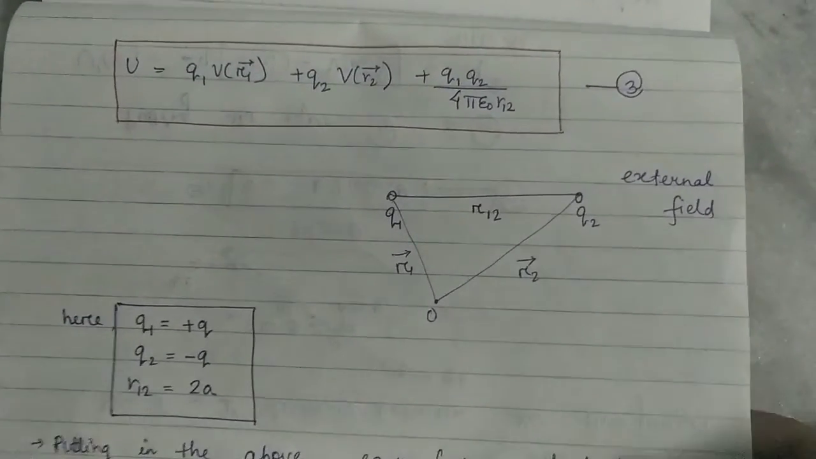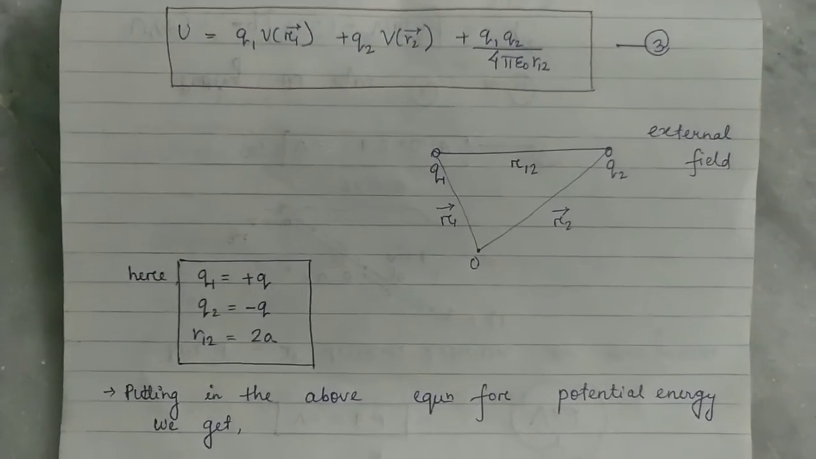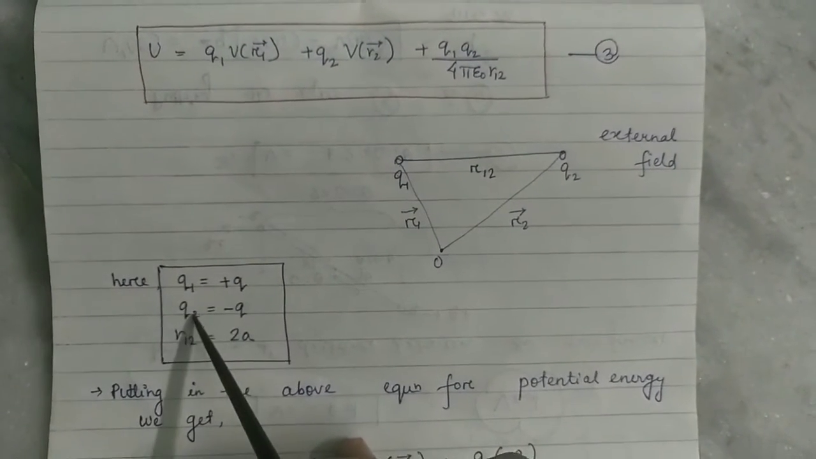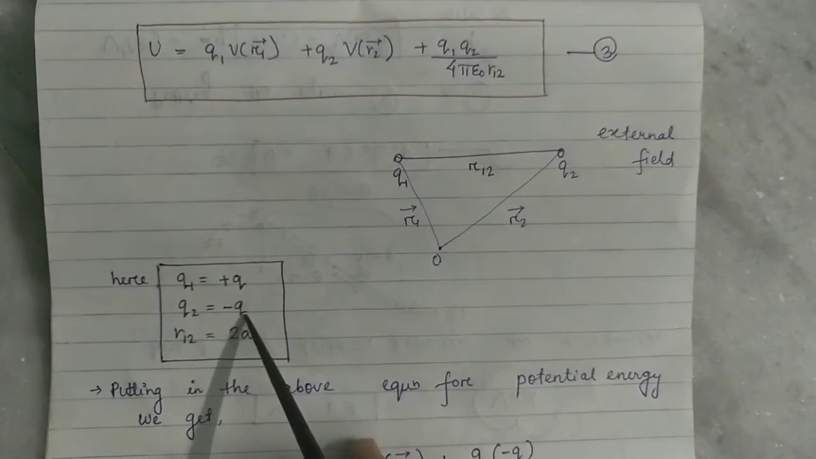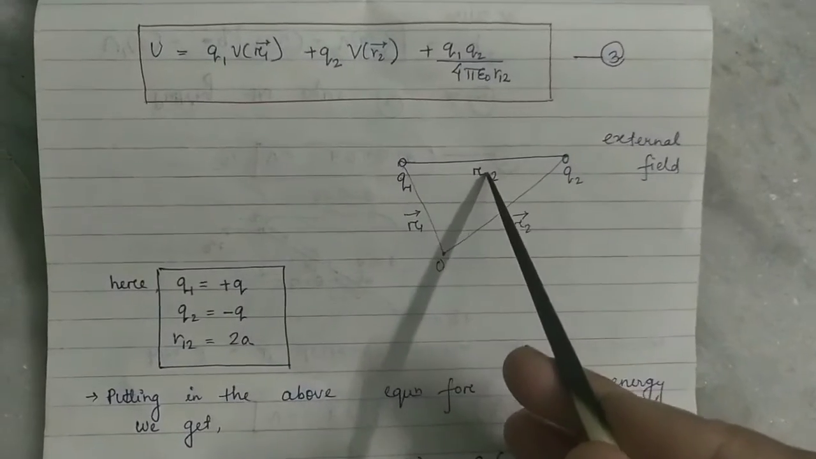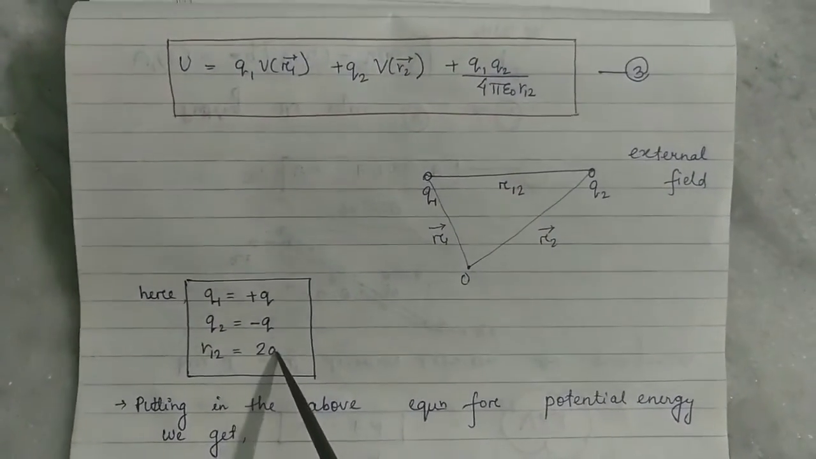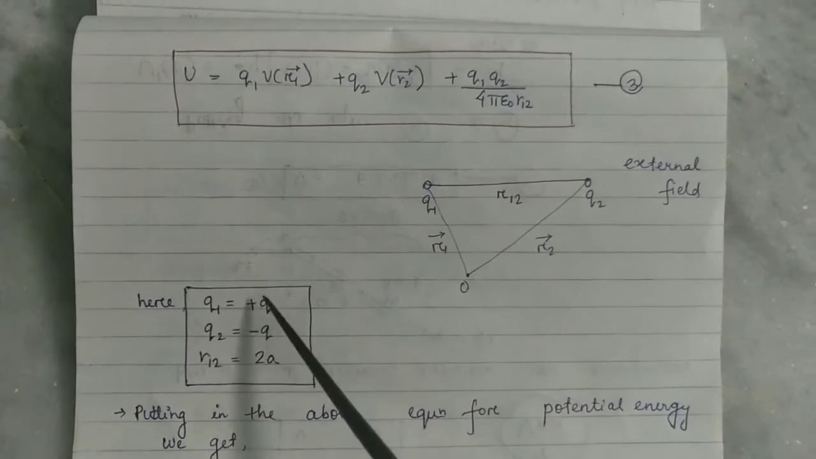Now we'll relate it with the recent situation. What is the situation here? Here we have Q1 equal to plus Q, Q2 equal to minus Q. It is a dipole, and what is the distance? R12 is the distance between the two charges, and here it is equal to 2a. So in this formula we'll put these values.